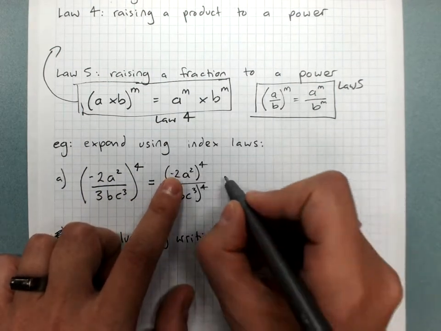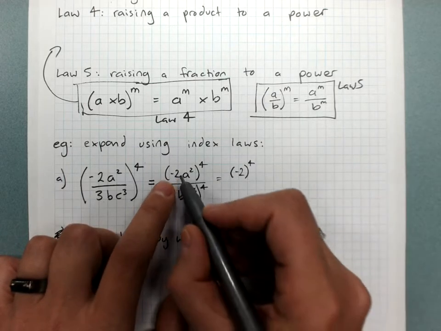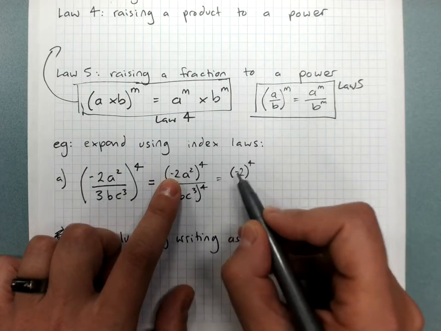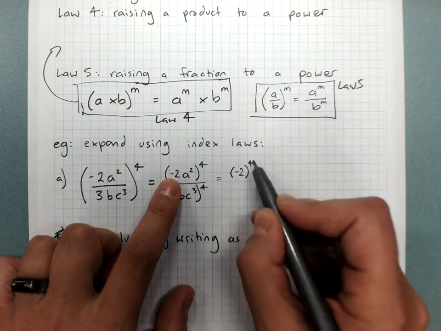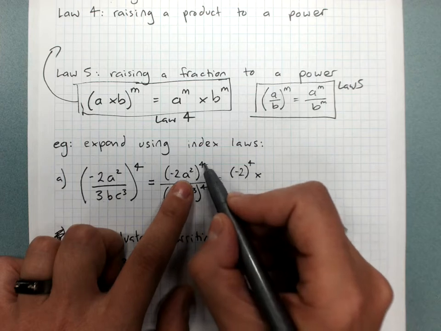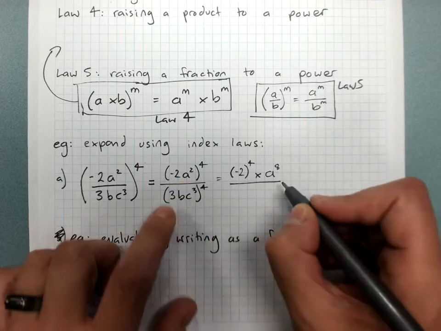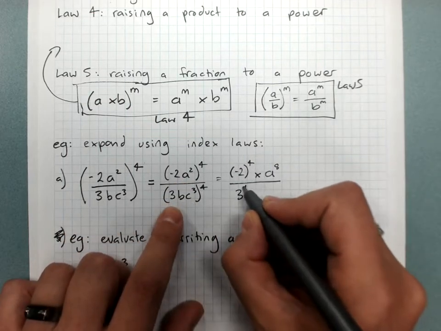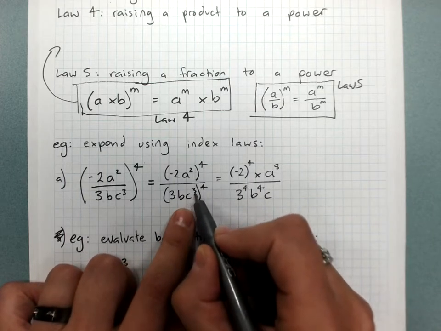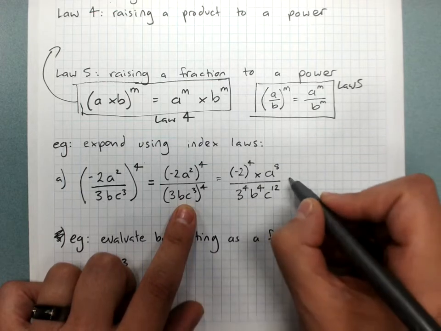Negative 2 to the power 4, please remember, you will have to write your negative in brackets, because if you are raising a negative to a power, it must be all in brackets to show that it's the whole negative to the power. And times a squared to the power 4, that's index law 3, remember? Multiply your powers, I've got a to the 8. 3 to the power 4, b to the power 4, c, I've got c cubed to the power 4, multiply your powers, or your indices, we'll get c to the 12.